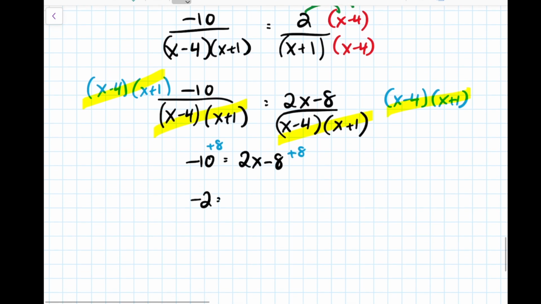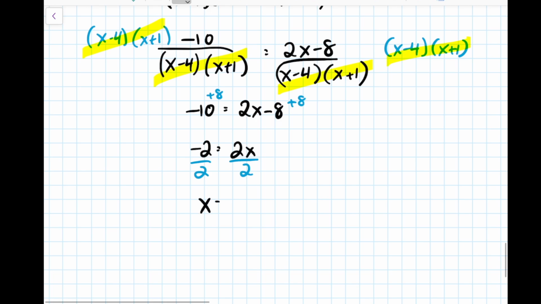So we've got -2 equals 2x, and we're going to divide by 2 to get our final answer of x equals -1. Our NPVs are x cannot be 4 or -1. And so at first glance, this seems like we're done, everything's great.